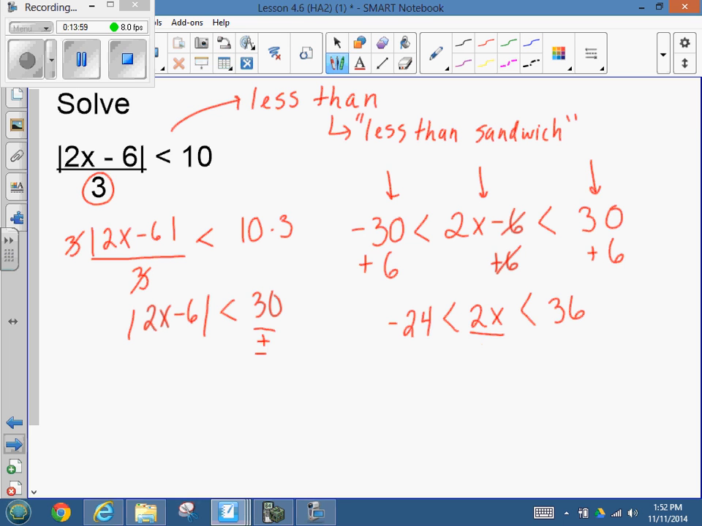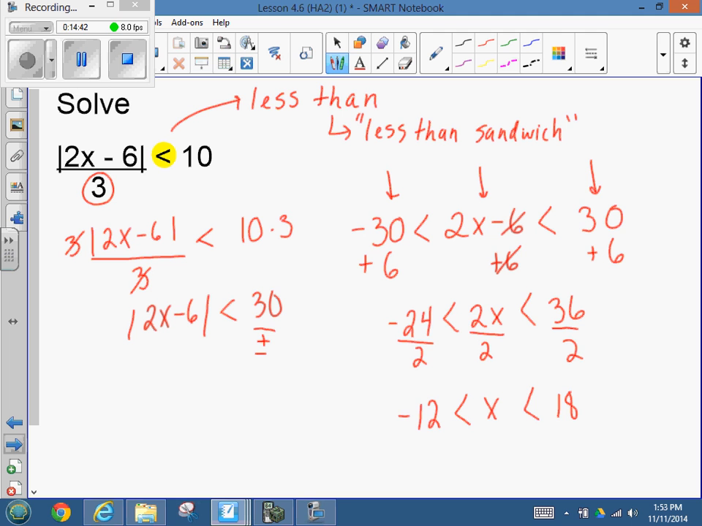You are going to divide by 2 to get x alone, and my final result is going to be negative 12 is less than x, which is less than 18. Therefore, anything in between negative 12 and 18 will make this original inequality true. There's more than just two solutions. There are several solutions. This, once again, is called the less than sandwich, and you will use this process every time you see a less than symbol in a problem.